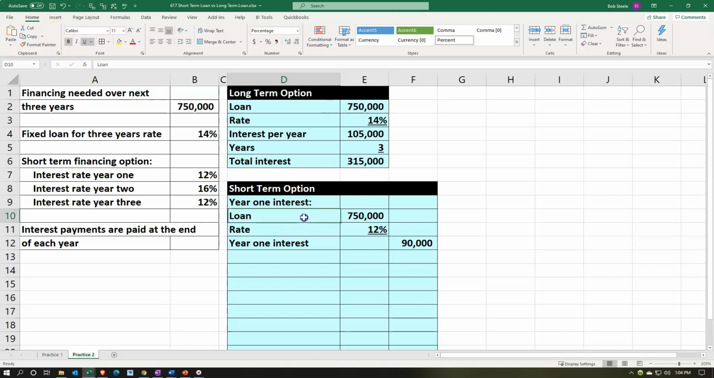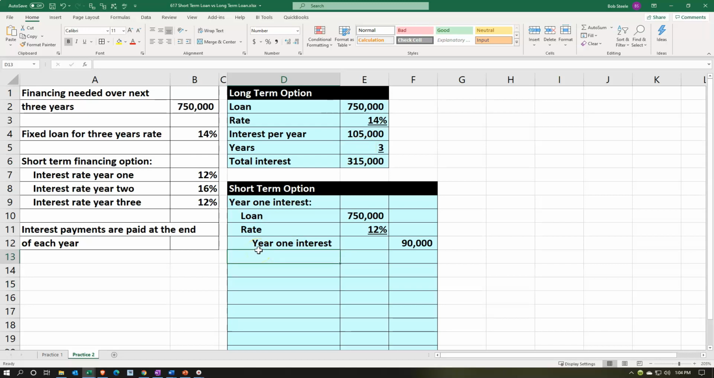Let's indent these cells now. Loan down to the year one interest. Home tab, alignment, increase the indenting. Let's indent this one again. Home tab, alignment, increase the indenting. All right, let's do it again for year two. So we're going to pay only 90,000 in the first year as opposed to the 105,000 that we would be paying under the prior option.